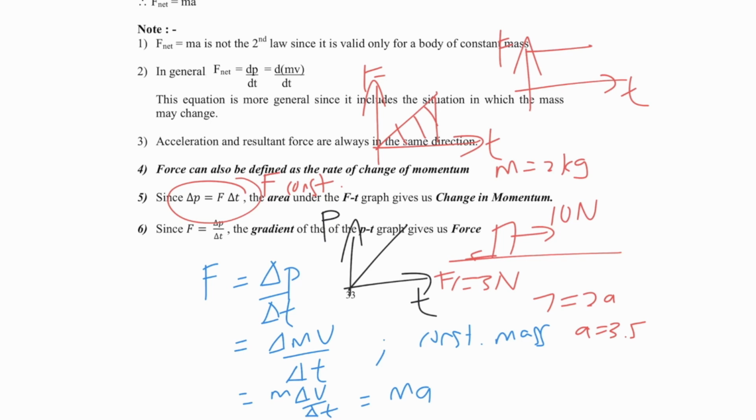So summary: number 1, it is net force that causes acceleration. Number 2, the net force and acceleration must be in the same direction. Number 3, F net equals ma is not the whole second law, it's only part of it. Number 4, if you have a graph of F versus T, the area represents the change of momentum. And number 5, if you have a graph of momentum versus time, the gradient represents force. Understand? So this is a summary of Newton's second law.